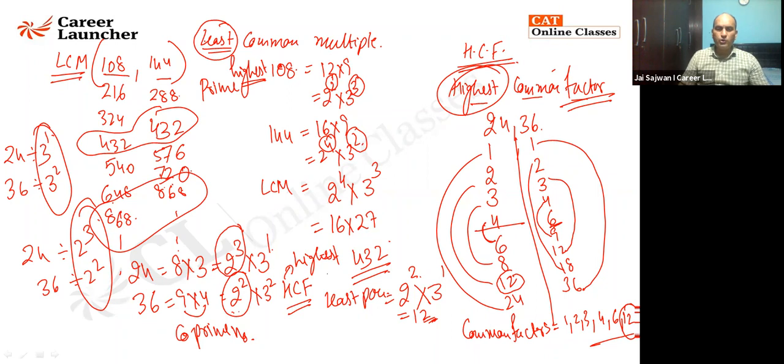Fine. That's how you can take. So I'll say here it is 2 square into 3. What is 2 square into 3, my dear? That comes out to be 12 here.